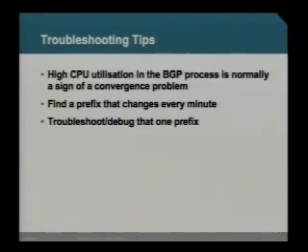The key to this is high CPU utilization, especially if you've got a large number of prefixes. If your BGP process is basically chewing up all the resources that your router has, that'll be the tip. Find a prefix that changes every minute and work on that particular prefix. If you've got all 210,000, don't try and troubleshoot on those. It's really far too hard.